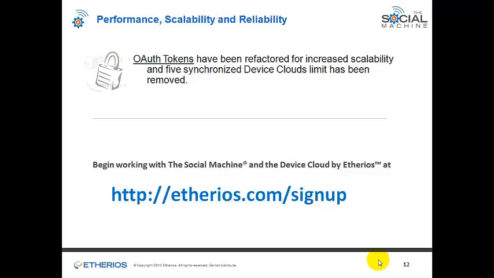So, quick conclusion to recap: our 4 major feature areas for the Social Machine 4.0 were the new and enhanced machine view, our machine processor enhancements, communities have been enabled, and our OAuth tokens have been refactored for scalability. TSM 4.0 is scheduled for release on March 12th.